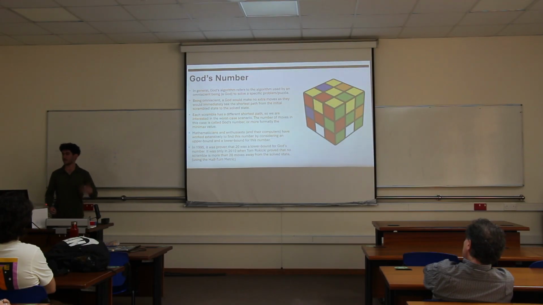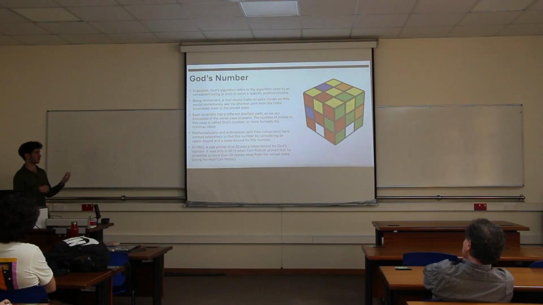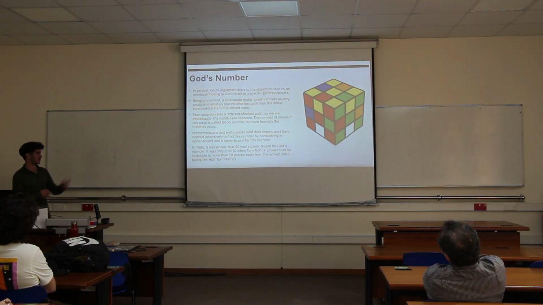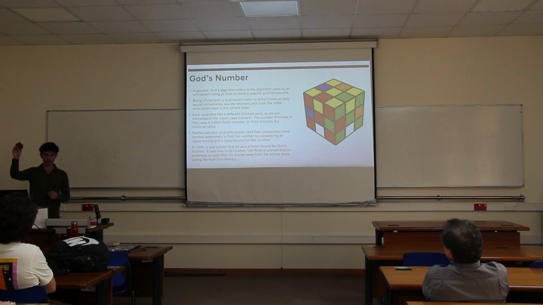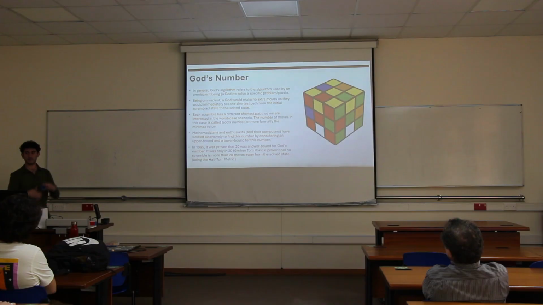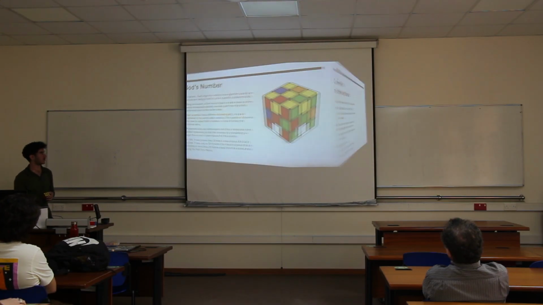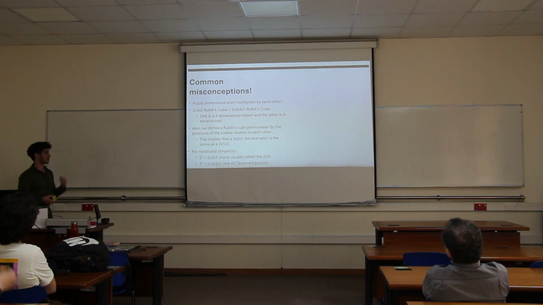So the way God's number is found is computationally by intelligently searching through the state space of the Rubik's Cube. And it's proven, it took quite a long time, over 15 years, to prove that it's 20 for this Rubik's Cube. Basically by finding a lower bound and an upper bound, and then you just keep using computers to converge on one number. Some common misconceptions.